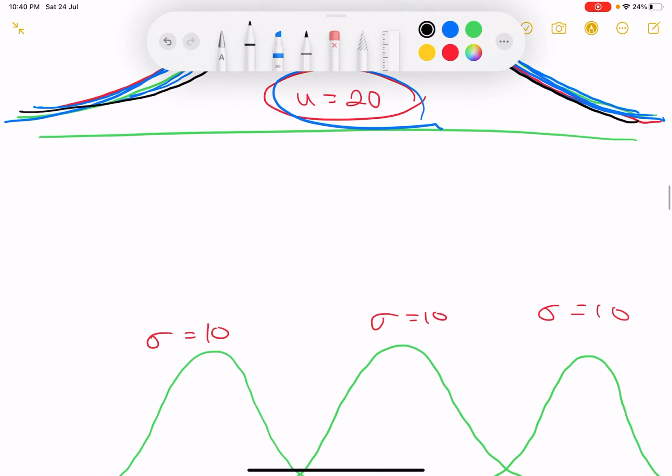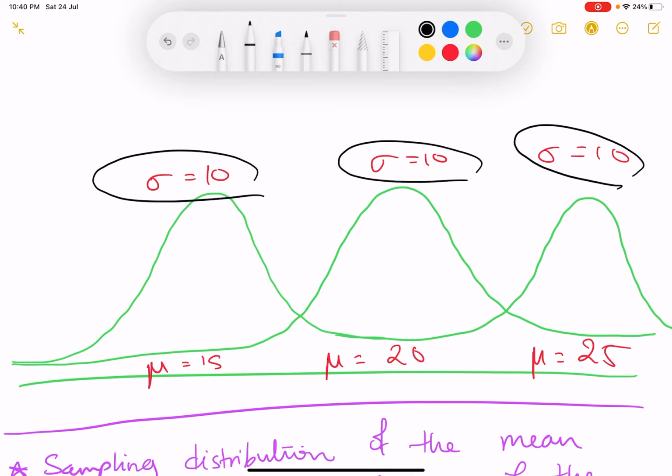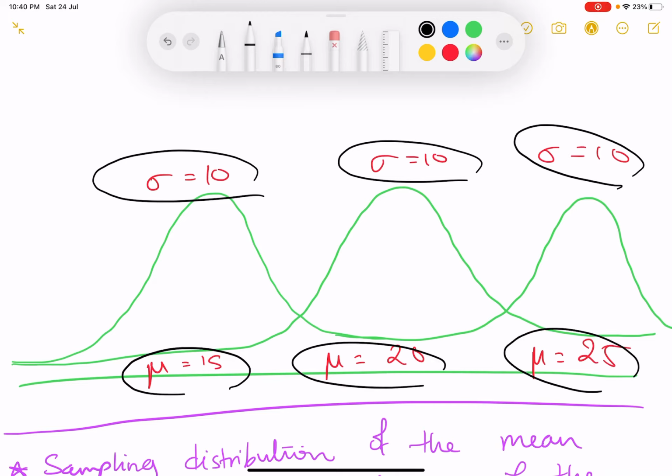Okay, and this is just the opposite. If we have a standard deviation of 10 in all these graphs, the mean is different, so they have different positions, but the width of these graphs is the same.